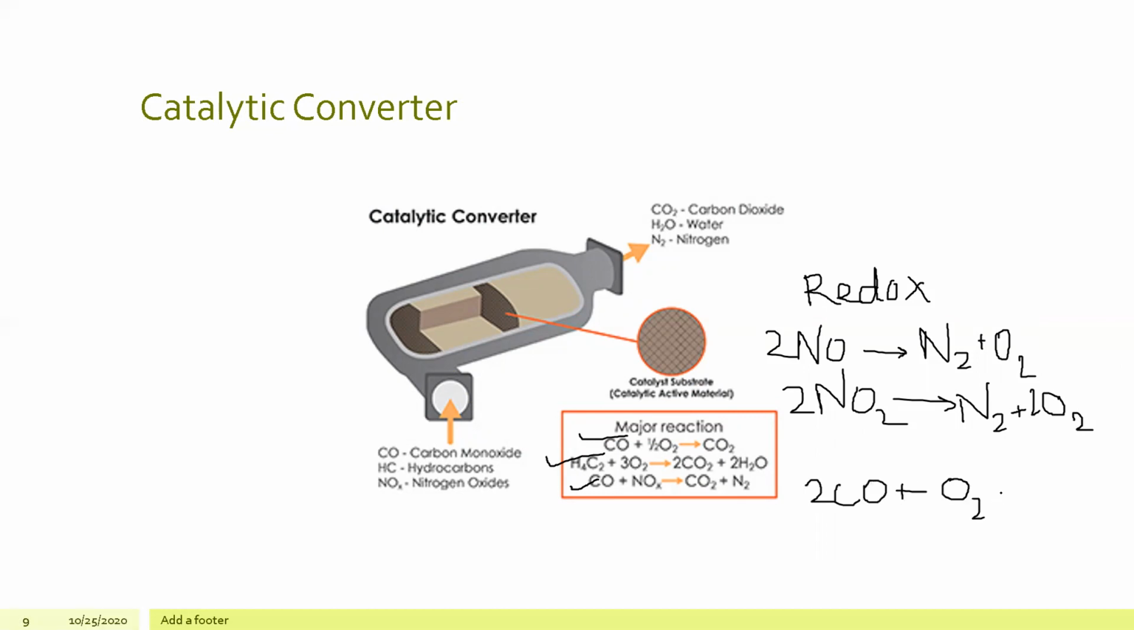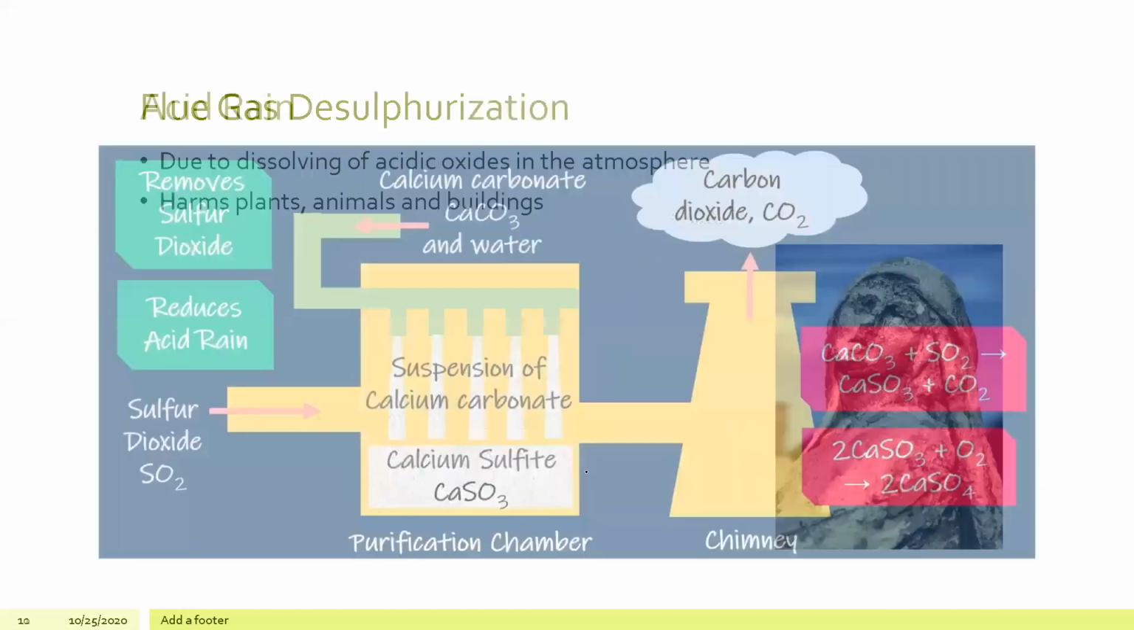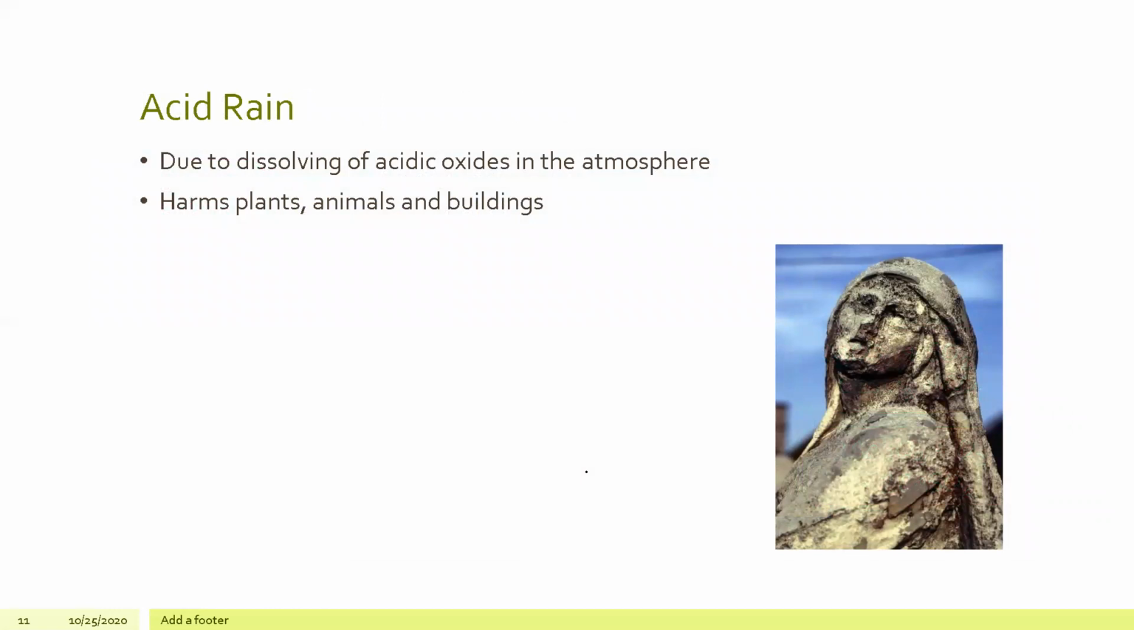to form carbon dioxide, and the other oxidation reaction that takes place is hydrocarbons combining with oxygen to form carbon dioxide and water, as we discussed over here. So this is how we can remedy the effects of air pollution. And now let's have a look at acid rain.